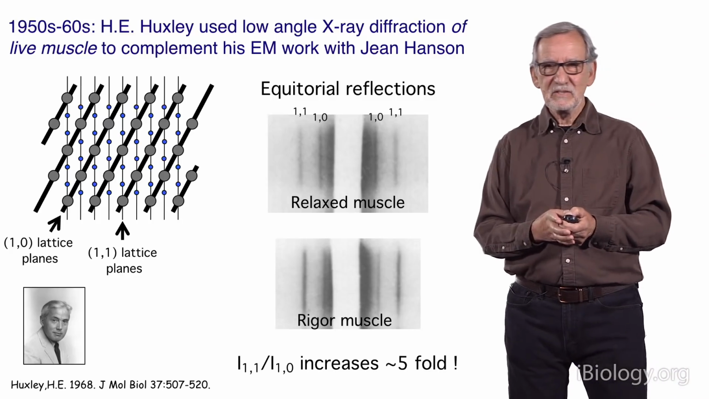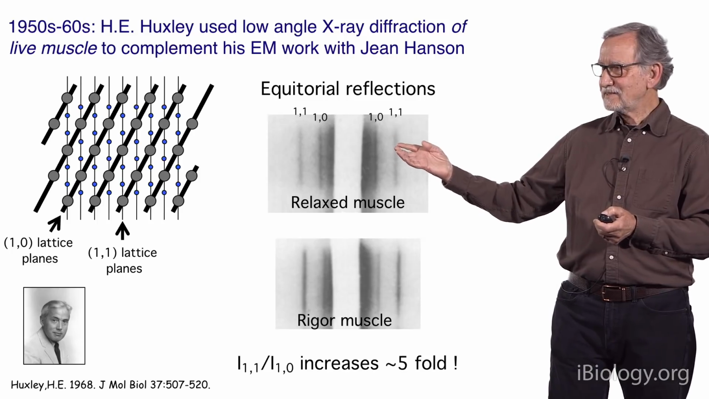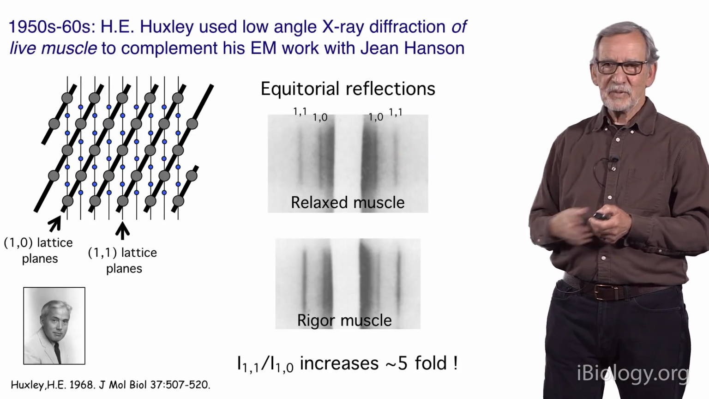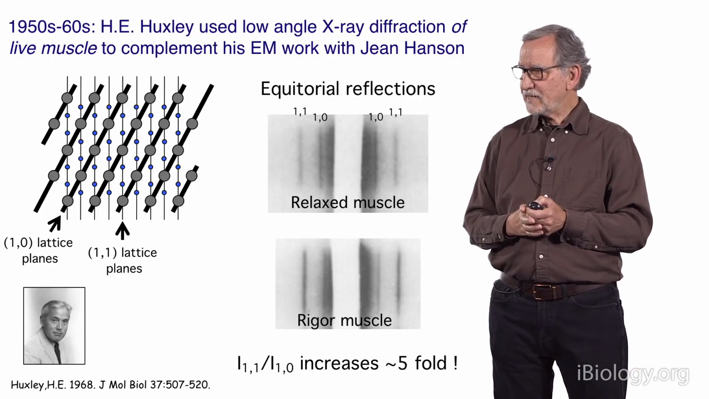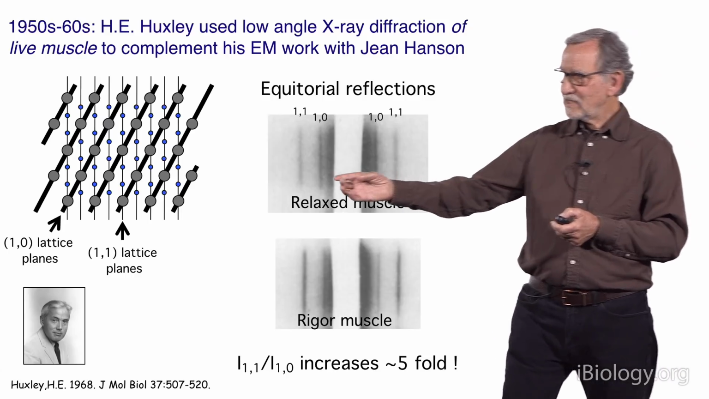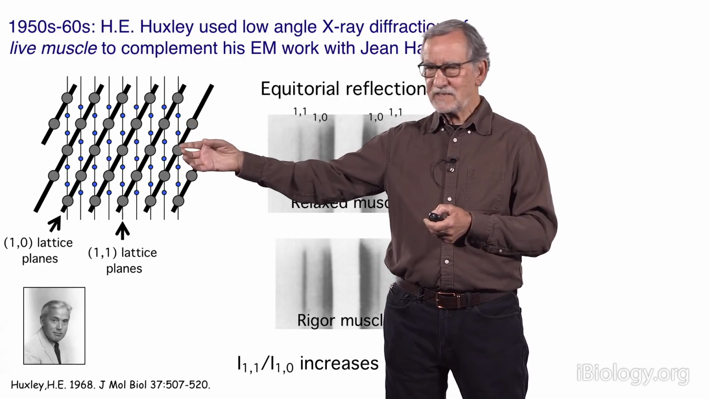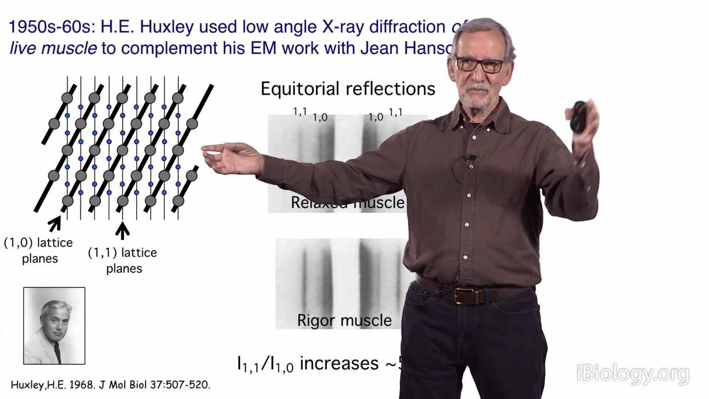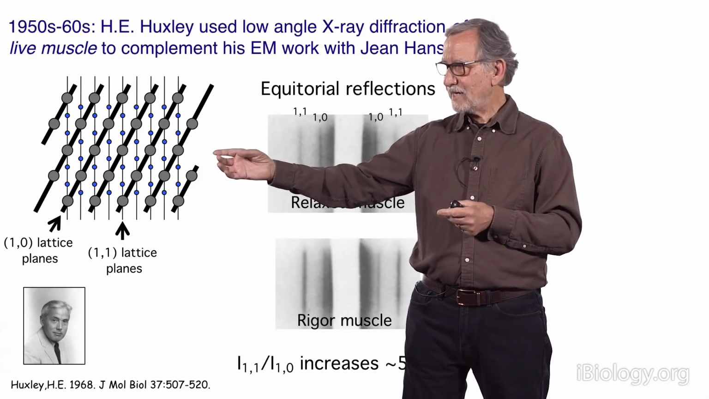Meanwhile, as I already mentioned, H.E. Huxley, Hugh Huxley, even in his PhD thesis, had used low-angle X-ray diffraction of live muscle to complement the work that he was doing with electron microscopy. And I don't have a lot of time here to go into exactly the theory of this, but you may remember from high school physics that when you have planes of density, or in high school you studied the effect of shining light through slits that were spaced by certain distances, and you got a diffraction pattern behind it.